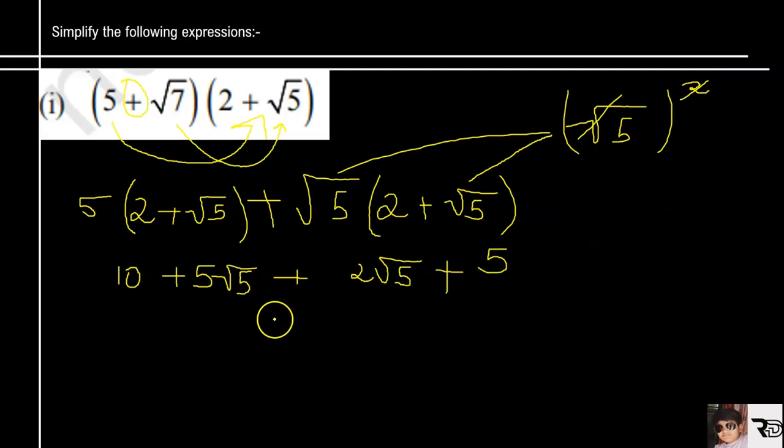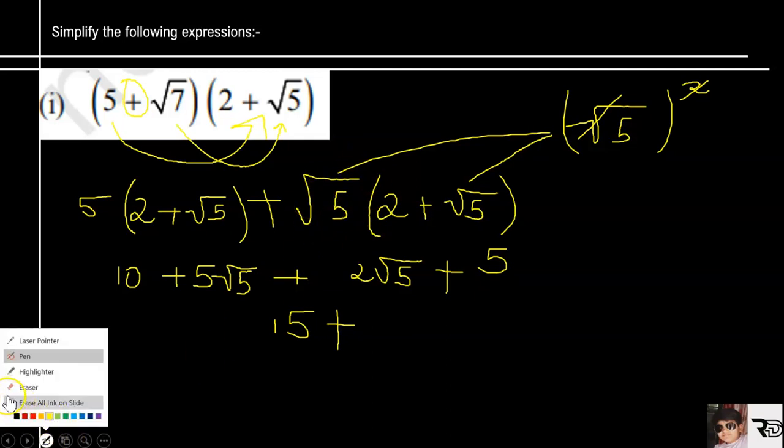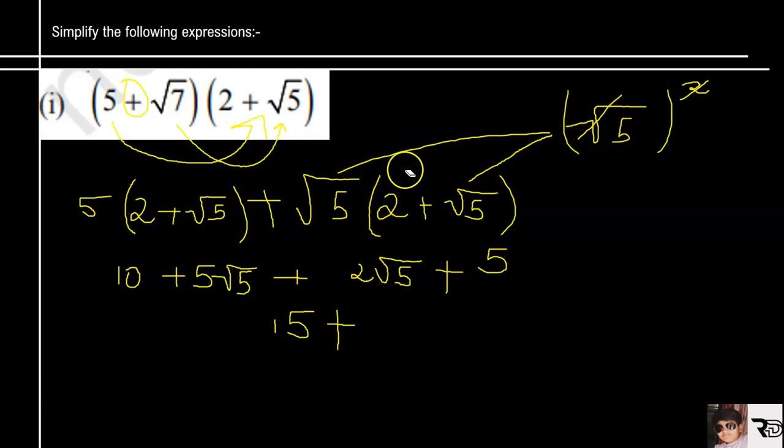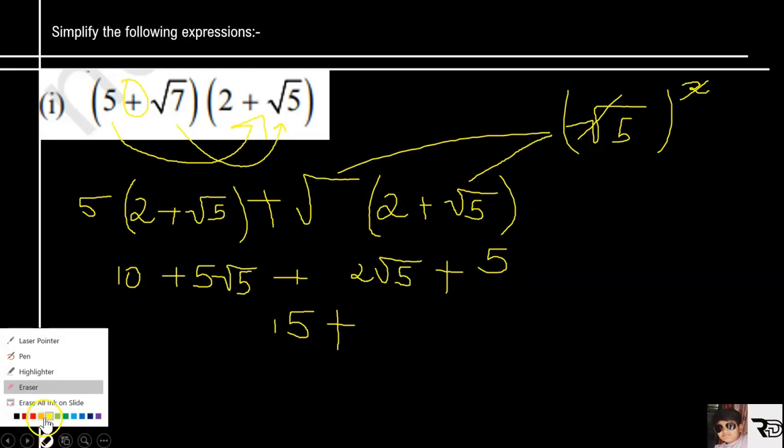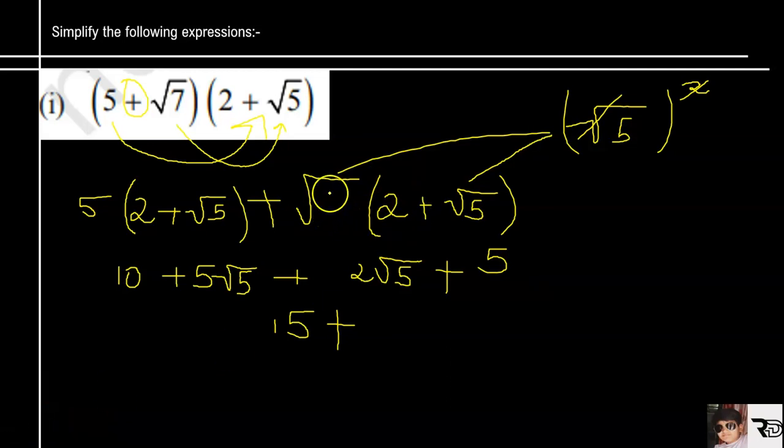Now 10 plus 5 gives me 15 plus. Now see, 5 into root 5 gave me 5 root 5. Okay, so this is not root 5. This was my mistake. I copied the question wrong. This was not root 5, this was actually root 7. So we'll correct the question from here. So this is actually root 7, right? We'll start it back again. So this becomes root 7.